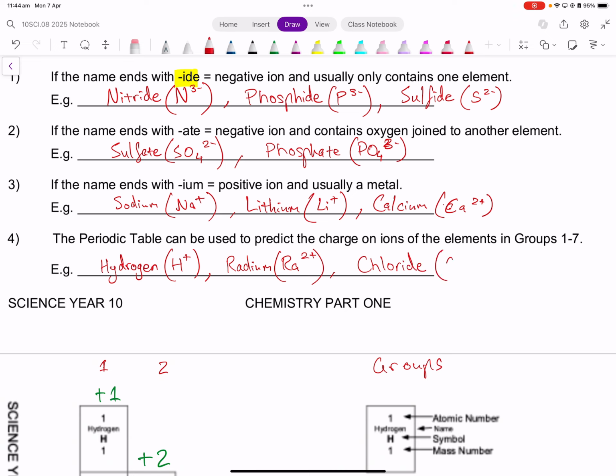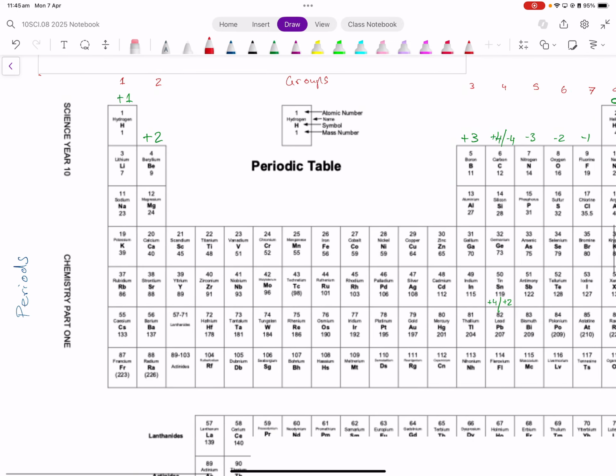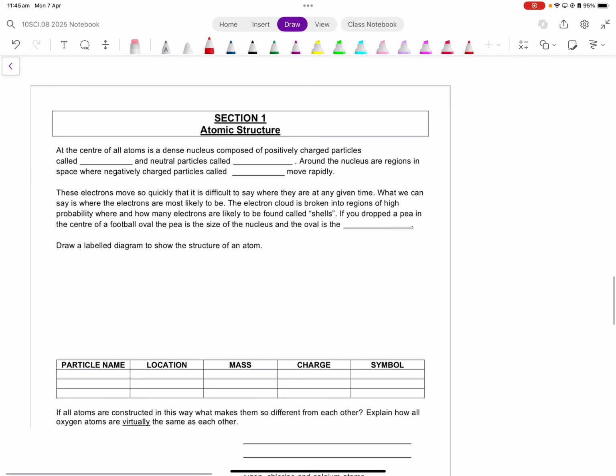And chloride is going to be Cl. What will the charge be? -1. So I can just write it as minus. I don't need to write -1. If I just write negative, that is enough for me. Did you have a question? No? Cool. All right. So as we move on down, we've now filled in our periodic table. We've filled in the first page of our booklet together.